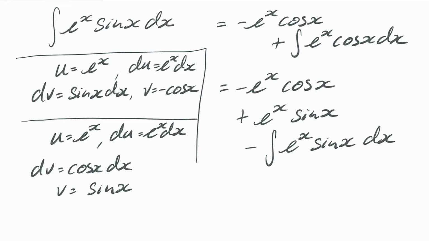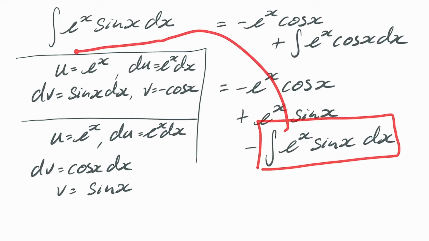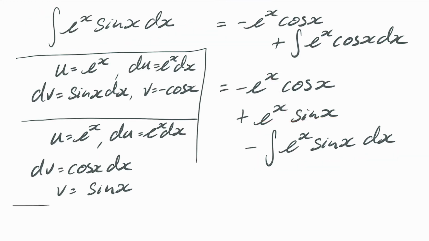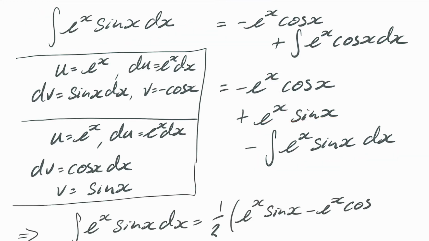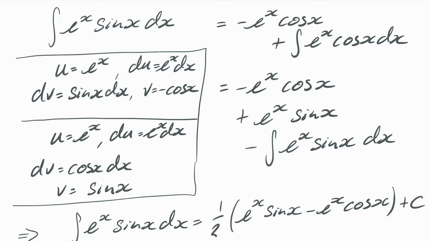However, note this minus sign here. That means that I can take this integral and move it across to this side of the equation to give me the integral of e to the x sine x is a half e to the x sine x minus e to the x cos x. So that's an antiderivative of the function e to the x sine x, so I can add in a constant for the set of all of them.